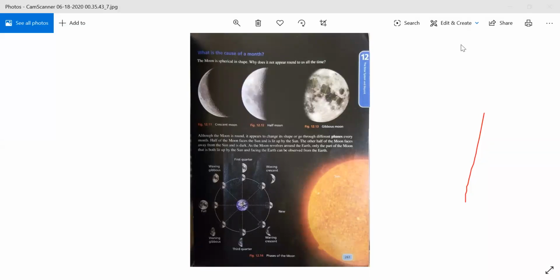Now moving to page number 263. What is the cause of a month? The moon is spherical in shape. Why does it not appear round to us all the time?